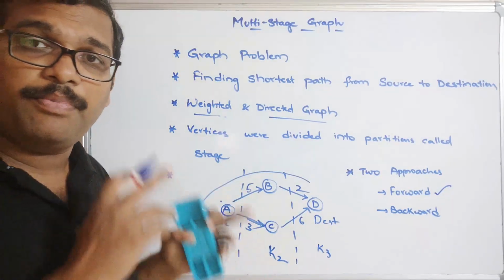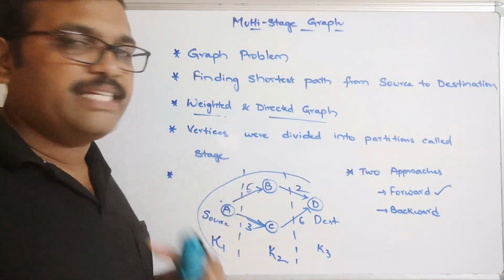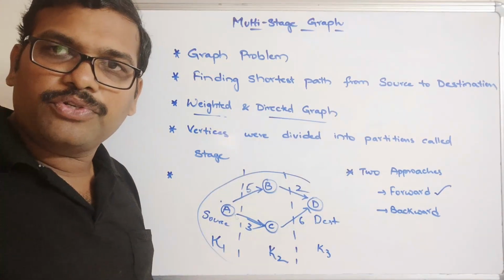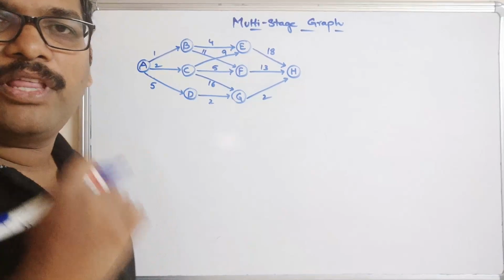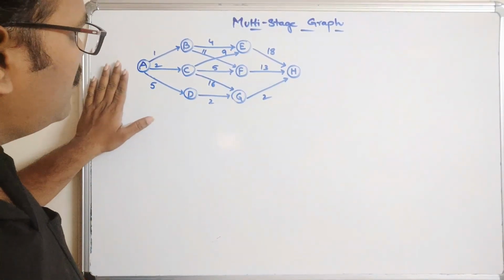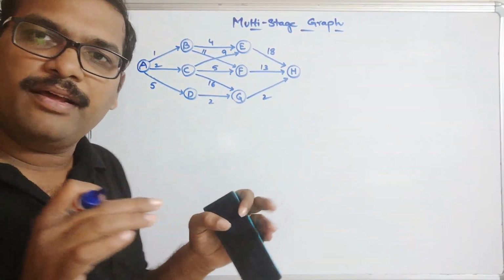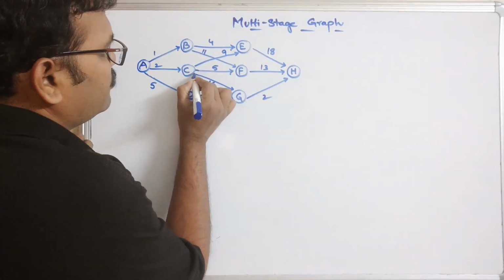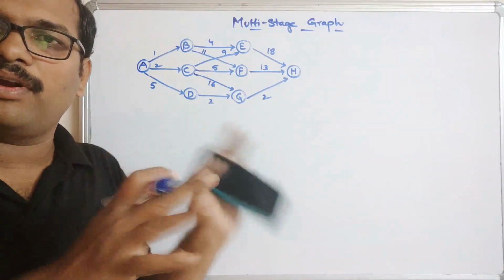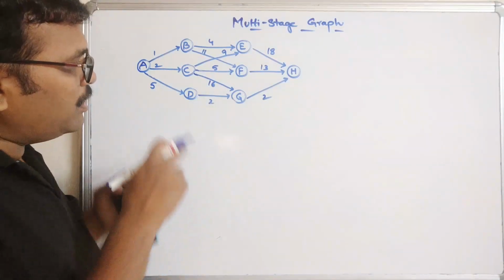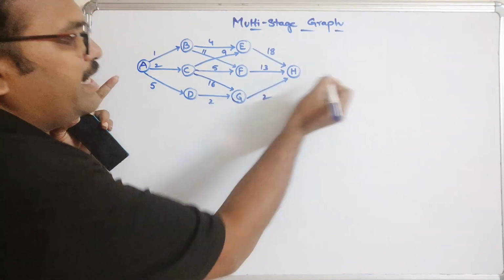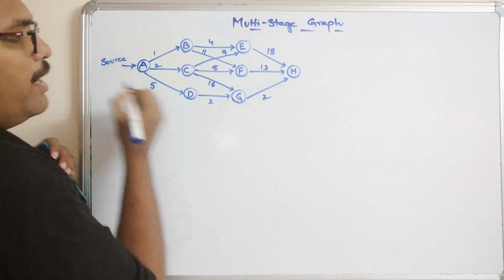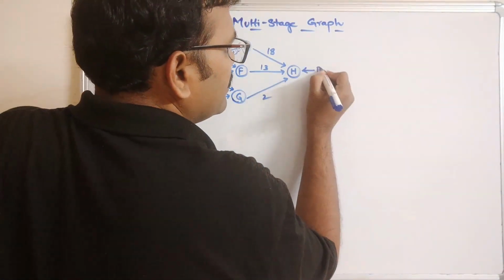So let us take an example and solve this multi-stage graph problem using dynamic programming with the forward approach. See, let us solve this example. This is a weighted and directed graph. You can see the directions, and also for every edge we have some weight or cost or distance, right? And also all the directions are towards the destination. For example, consider this as a source and this one as a destination.